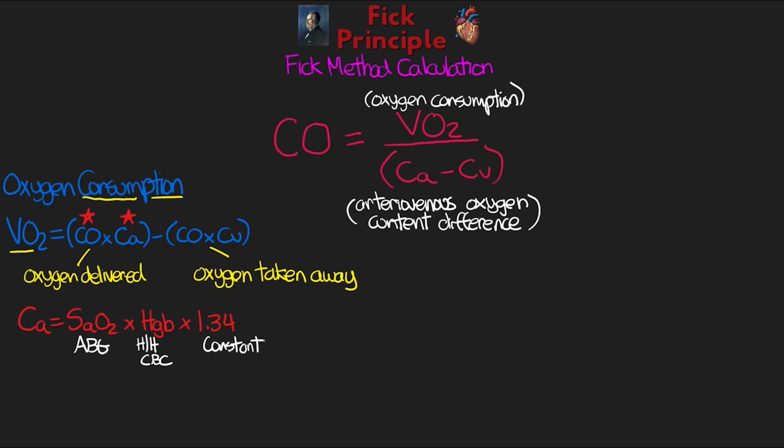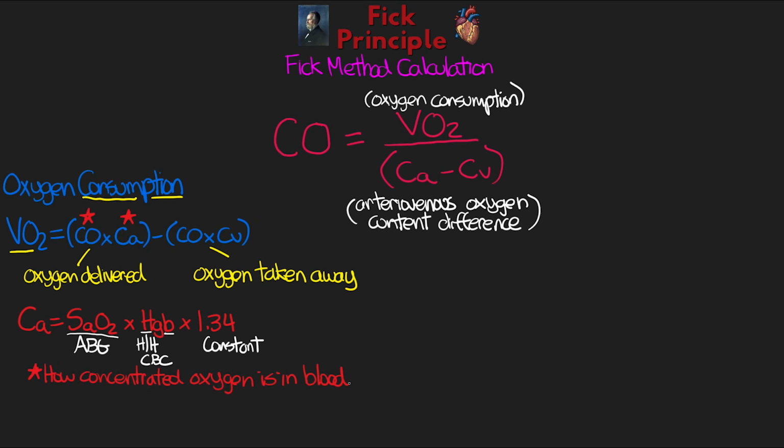So essentially what we're looking at here is how much hemoglobin they have, and then how saturated that hemoglobin is, multiplied by our constant, and this tells us how concentrated the oxygen is in that blood. And then when we multiply that by our cardiac output, it tells us over time how much oxygen is being delivered, based on how concentrated that blood is with oxygen.